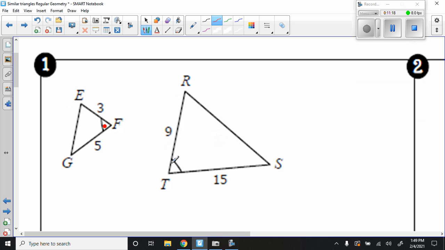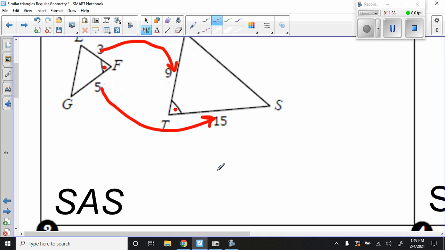Yes, they have two equal angles. 3 to 9, you guys can probably see that that is a times 3 scale factor. And 5 times 3 is 15. That's also a times 3 scale factor. The scale factor is the same. So this is a yes. It is similar because two equal angles and the scale factor in the sides is the same, times 3.